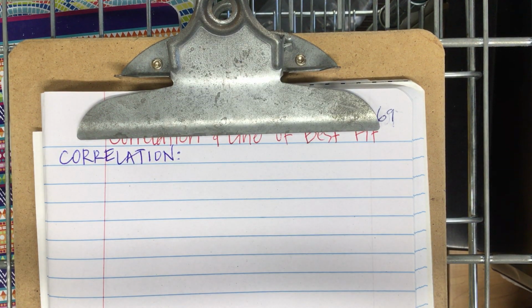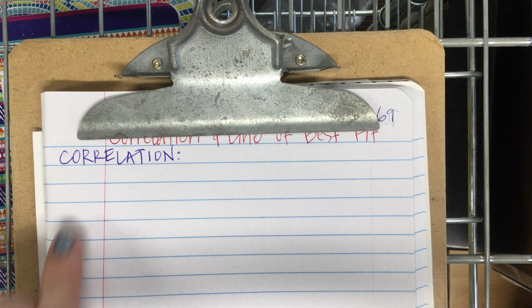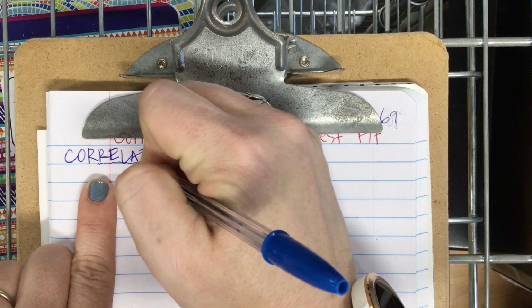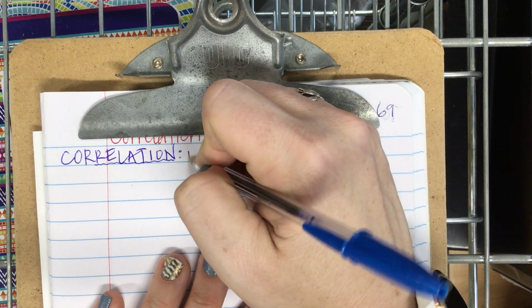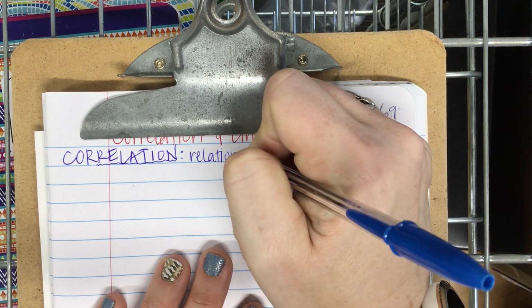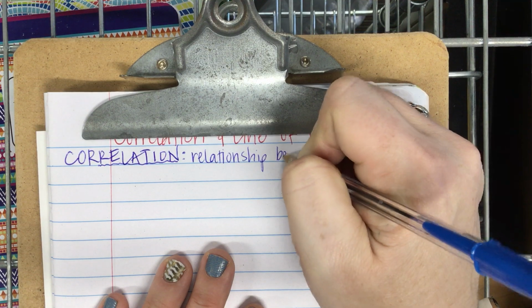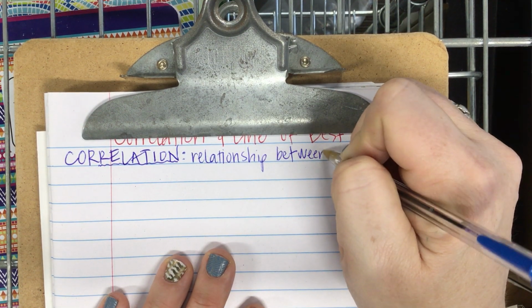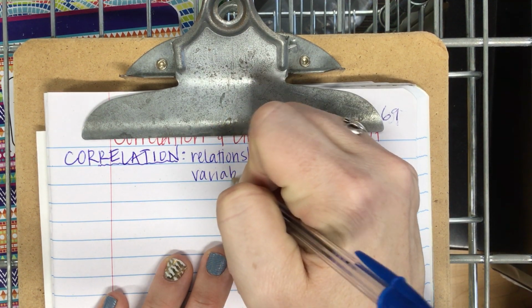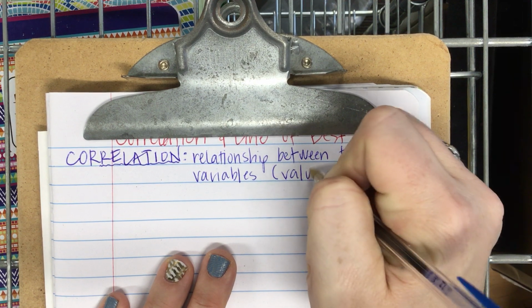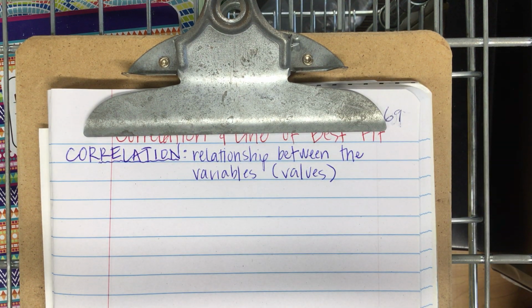In a scatter plot, there's a correlation. And there are three options for correlation. Correlation, again, has the word relation in it. It is the relationship between the variables or the values. The correlation is the relationship between the variables or the values.